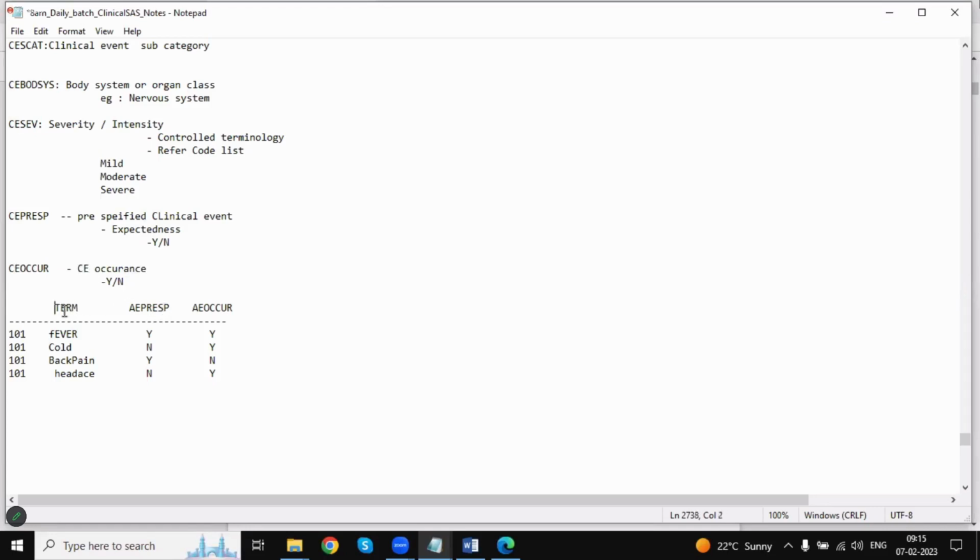So for example, fever, cold, back pain, some vomiting, anything. The particular clinical event is pre-specified, and it either occurred or not. So let us assume fever and back pain are specified, expected before. Cold and vomiting are not expected. But in occurrence, fever and cold occurred, even vomiting also occurred. Back pain did not. Okay, so remember these two variables will come together.